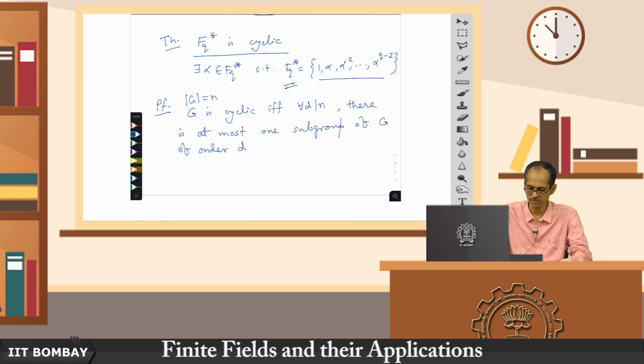If G is cyclic, then we know that for every divisor d there is exactly one subgroup, and that is also cyclic. Every subgroup of a cyclic group is cyclic, and its order divides n, of course. However, for a non-cyclic group, there may be multiple subgroups of the same order. For cyclic groups, that does not happen. So, at most one subgroup of G. In fact, when at most one subgroup of G happens, there will be exactly one subgroup of order d for every d dividing n.